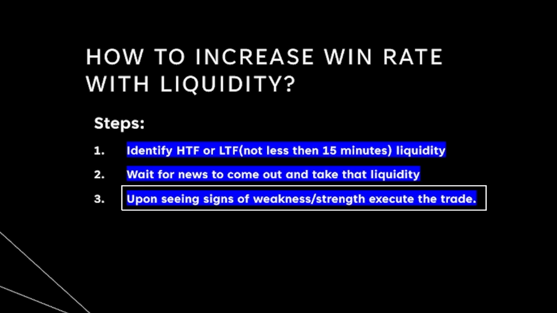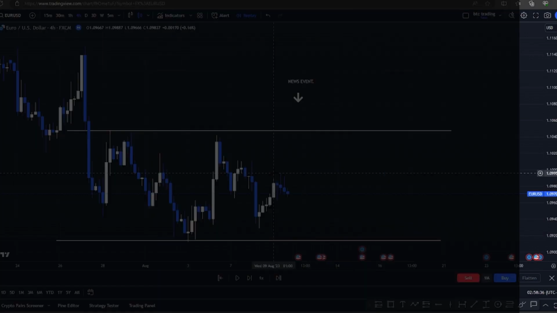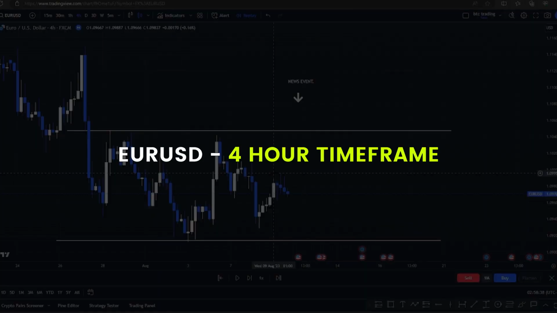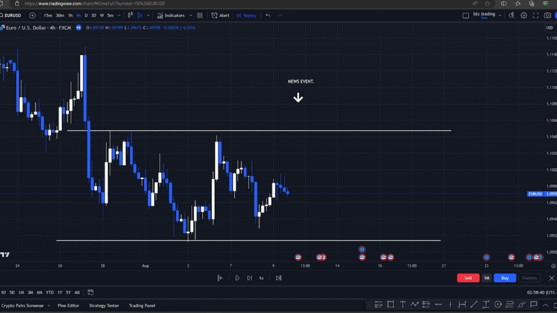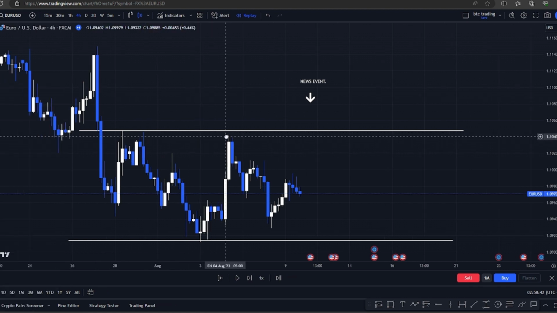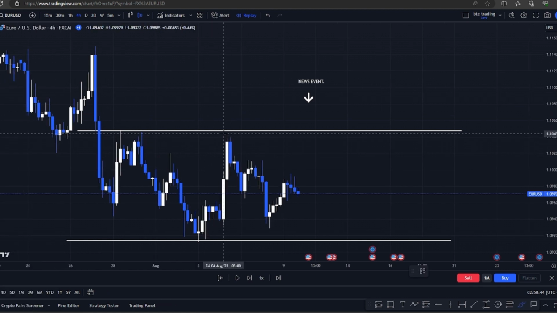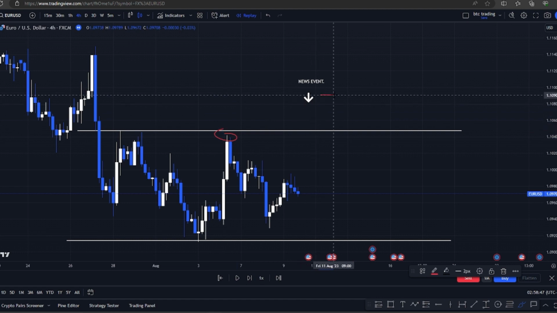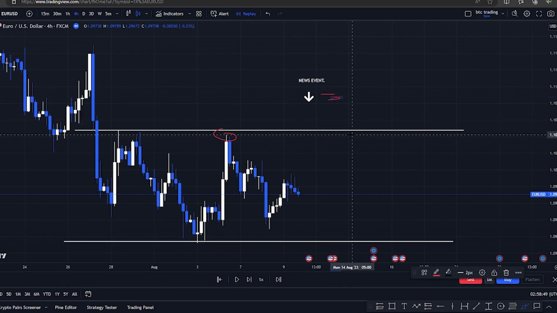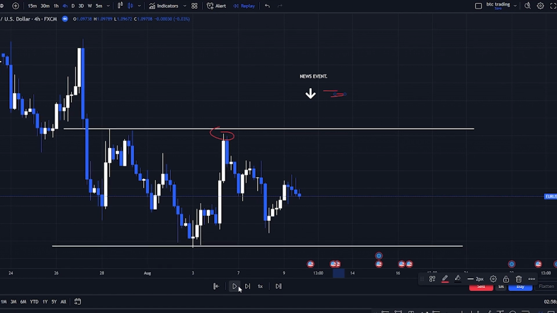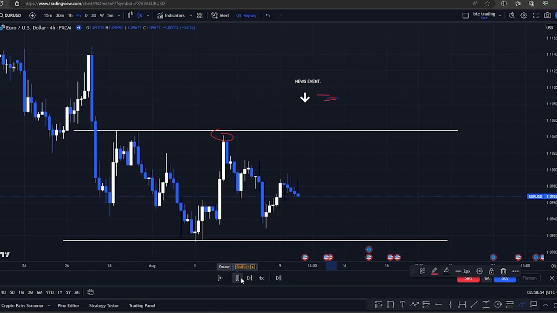Let's move on to the charts to understand the 3 steps. So here on the EURUSD chart on the 4 hour, you can see I have identified some equal highs to be taken and we have news on the arrow. This news event is on the arrow. So let's see what happens on the news event. Let's move forward.